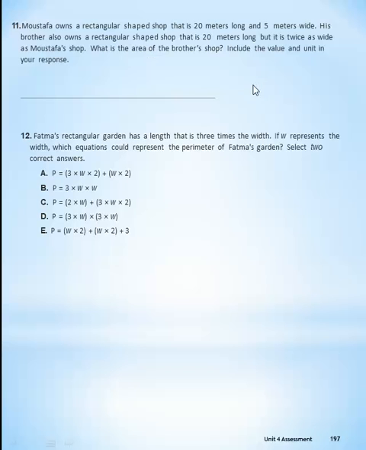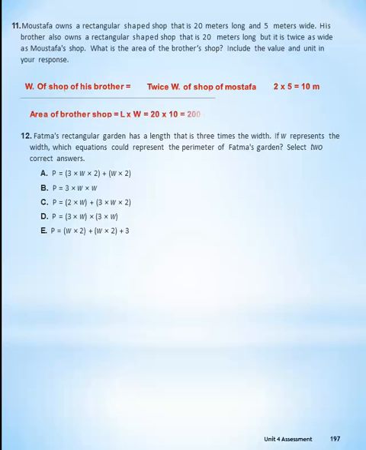His brother has another shop with the same length, 20, and width equal to twice the width of Mustafa's. So the width of the shop of his brother equals 2 times 5, equal 10 meter. Let's calculate the area of the brother's shop. Length times width, 20 times 10, so it will be 200 meter square.